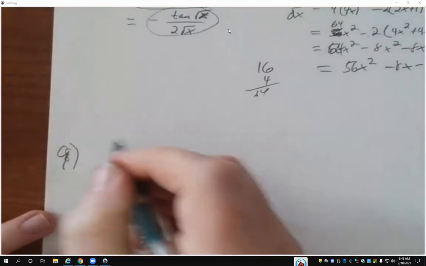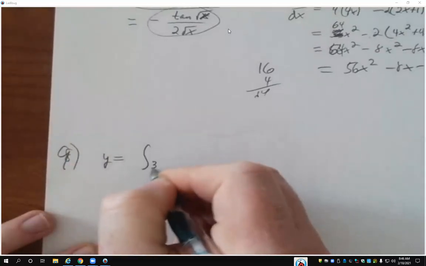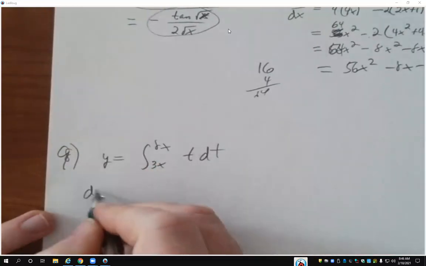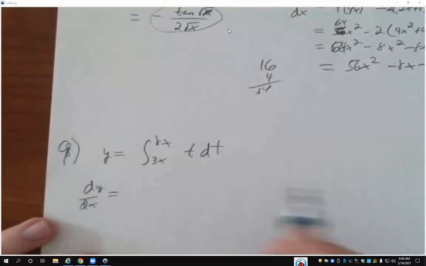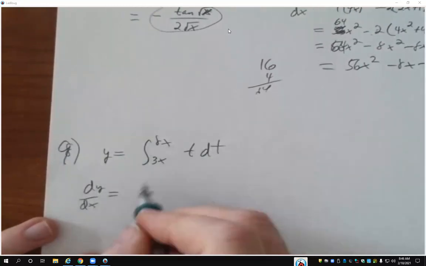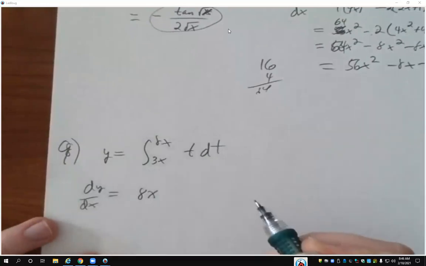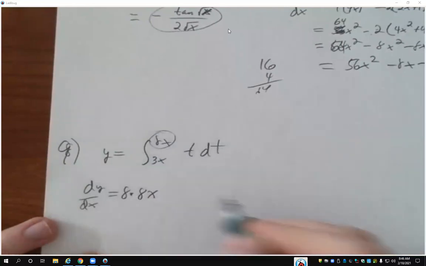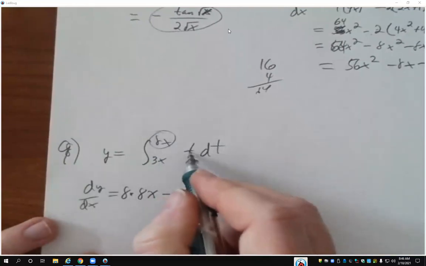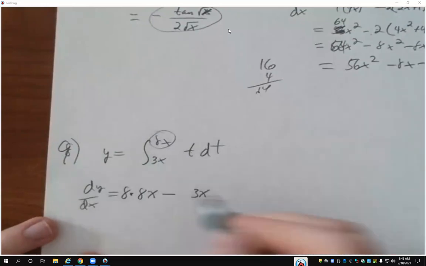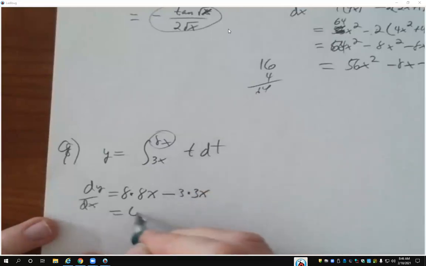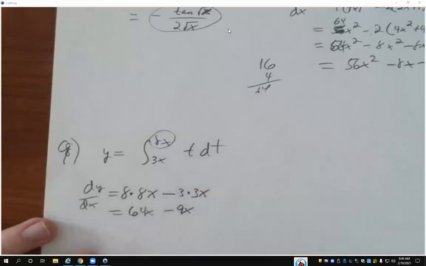9. All right. So we have y equals the integral from 3x to 8x of t dt. Okay. So the derivative is equal to, plug 8x into this t. So I get 8x times chain rule. The derivative of 8x is 8. Minus plug 3x into that t. I get 3x times chain rule. The derivative of 3x is 3. And I get 64x minus 9x, which is 55x.